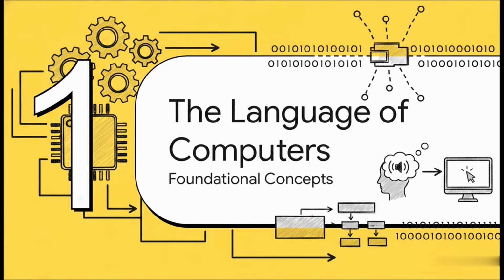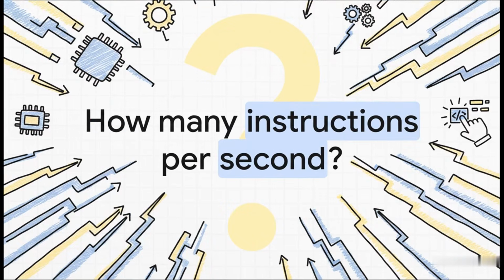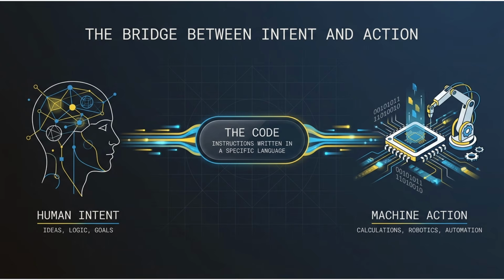All right, let's jump straight into part one, the language of computers. Have you ever actually stopped to think about how many instructions your computer processes in a single second? Well, the answer is staggering. We are literally talking about billions. A modern computer just has this incredible, almost incomprehensible amount of raw computational power. But here's the catch. Raw power without any direction is completely useless. The computer actually needs us to guide it. It needs us to tell it exactly what to do, step by meticulous step.